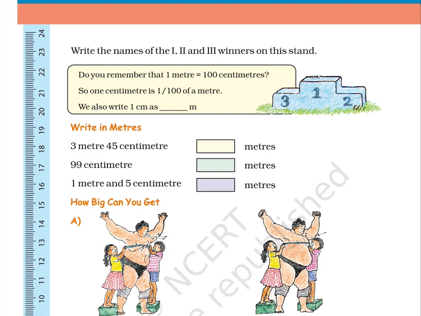Do you remember that 1 meter is equal to 100 centimeters? So, 1 centimeter is 1/100th of a meter. We also write 1 centimeter as dash meters. Write in meters. 3 meter 45 centimeter. Dash meters. 99 centimeter. Dash meters. 1 meter and 5 centimeter. Dash meters.